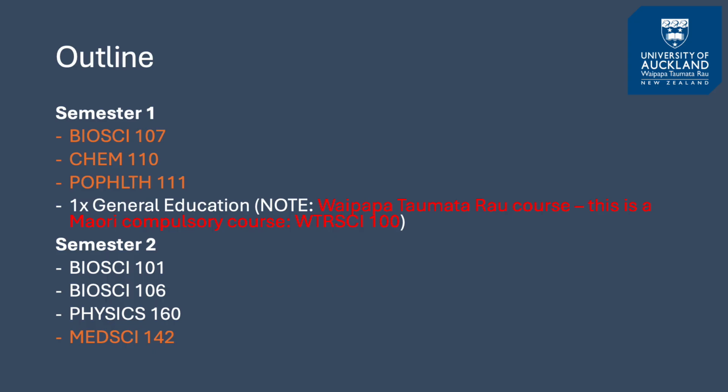Okay, so looking at an outline of what the year looks like. So the year is broken down into 2 semesters with a total of 8 papers. There are 4 core papers, and these are the same 4 core papers in the health science. And these are the ones in orange here. So Biosci 107, Chem 110, Population Health 111, and MedSci 142.